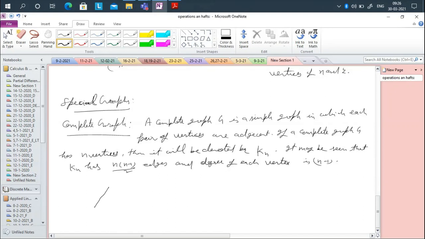You see, this is a complete graph. Each pair of vertices are adjacent. Yes or no? Yes. And here n is equal to 3. So what is the degree of each vertex? N minus 1, that is 2. Number of edges n into n minus 1 by 2, so that is equal to 3. So it can be represented by K3, n is equal to 3. Understand?